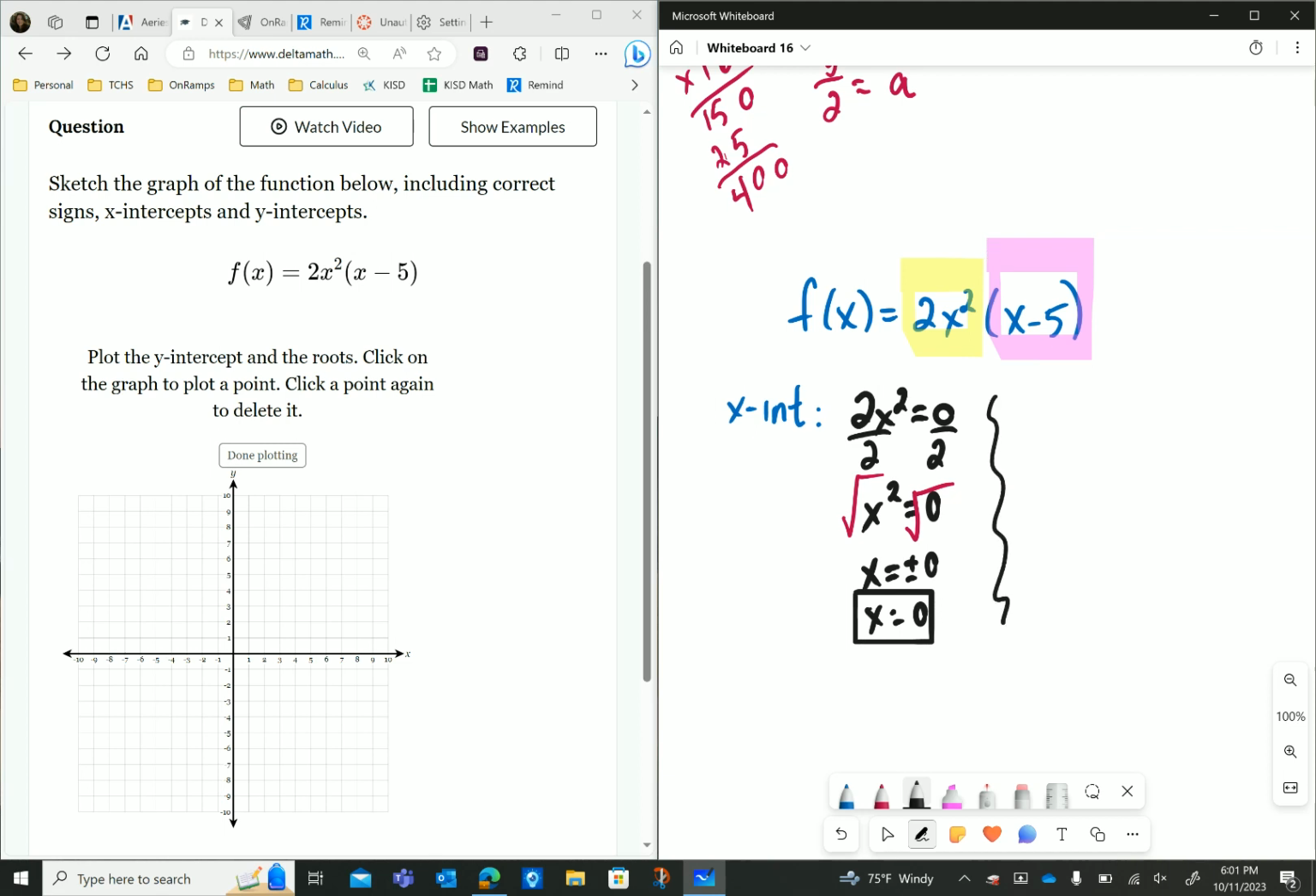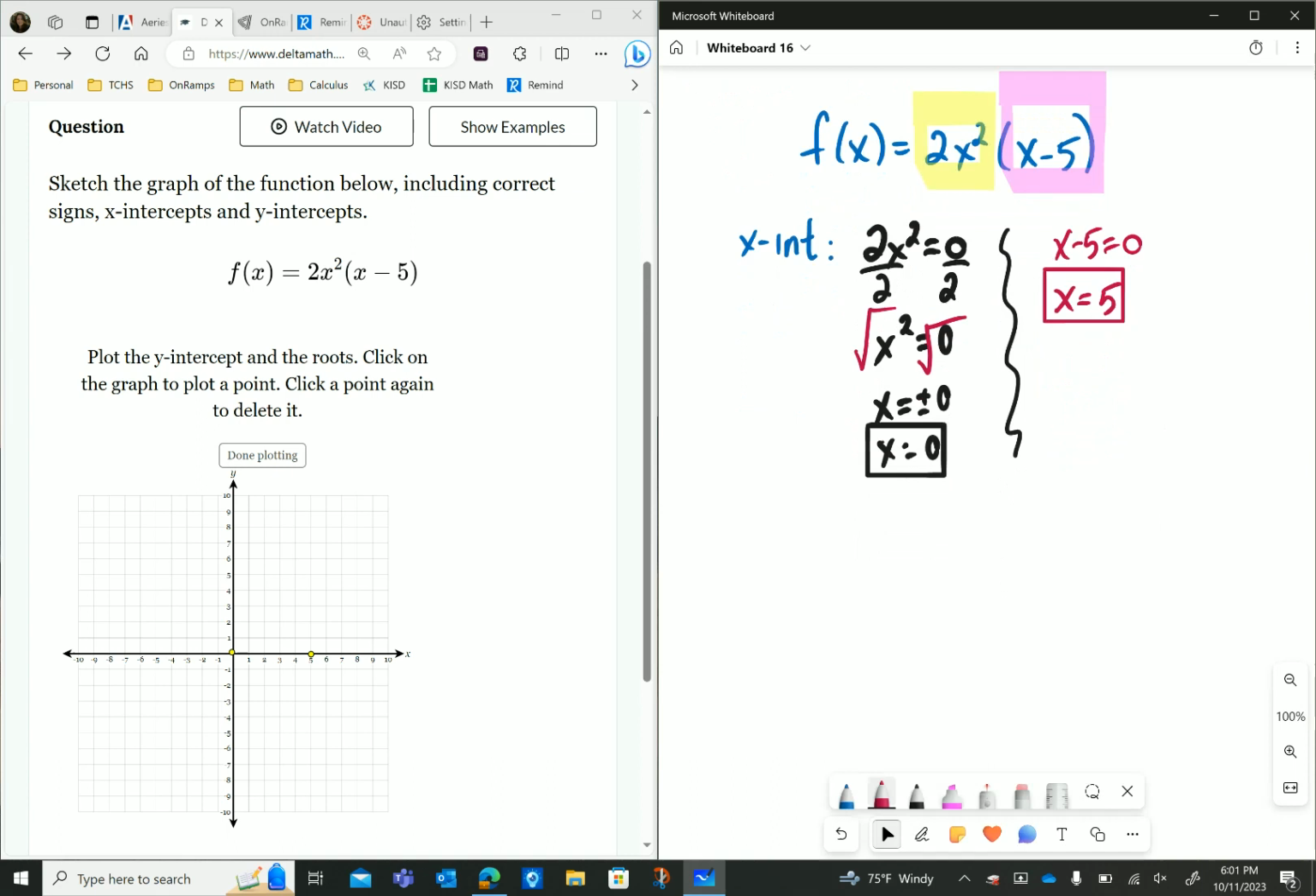Then we'll do the other one, x minus 5, set it equal to 0, add 5 on both sides, so x is equal to a positive 5. Let's box that in. As far as x-intercepts go, let's plot that. So I have a 0 and a positive 5. Okay, so those are my roots or my x-intercepts.